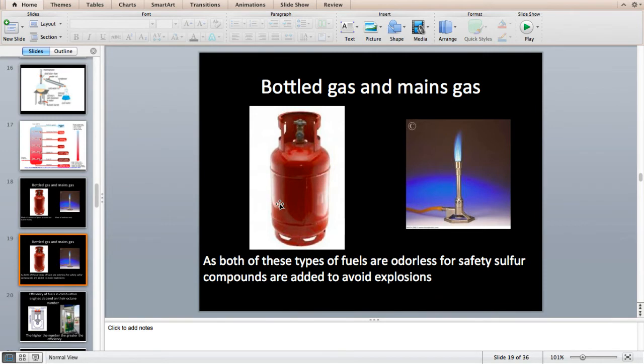Both of these types of fuels are odorless, so for safety reasons, sulfur is added. That's why there's a strange smell. You can always tell when the gas has been left on in the lab, because we add mercaptan compounds or sulfur-based compounds to ensure that you can smell when it's been left on.